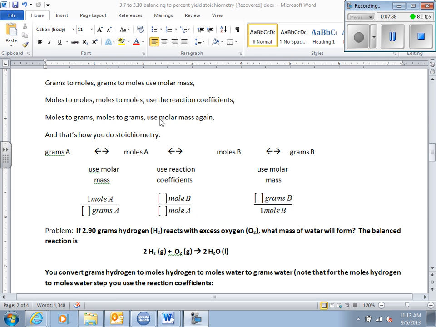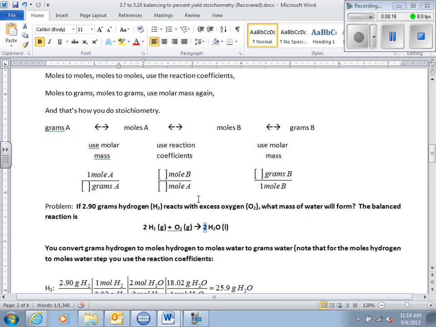All right, so here's our song, and we will follow the song. And this is a visual of what the song means. So if you have grams of A, you can convert to moles of A using molar mass. Now, if A and B are different substances, to go from moles of one chemical to moles of another chemical, we use the reaction coefficients. Remember, the coefficients are these numbers in front. Those are your coefficients. And if you want to go from moles of chemical B to grams, moles to grams, use molar mass again. And remember, molar mass is just adding up those numbers from the periodic table.